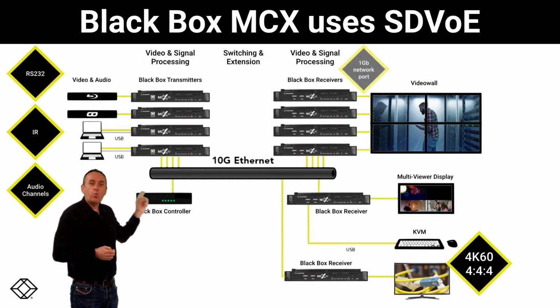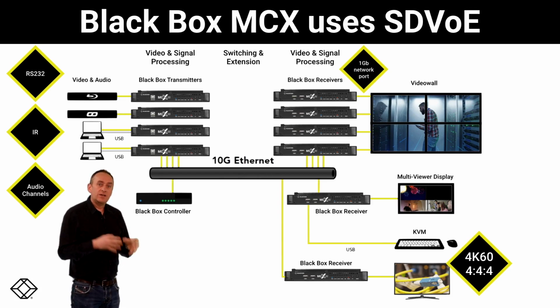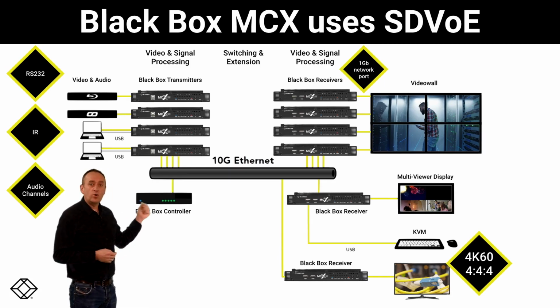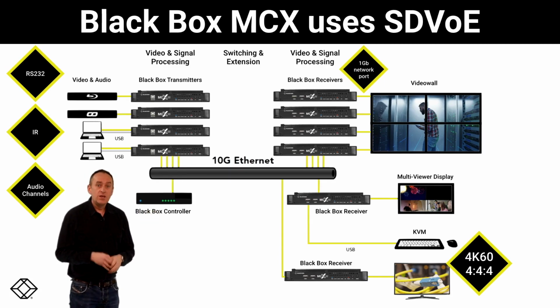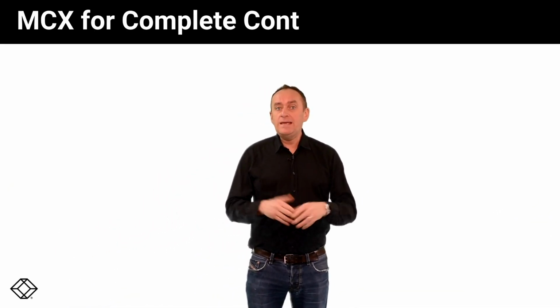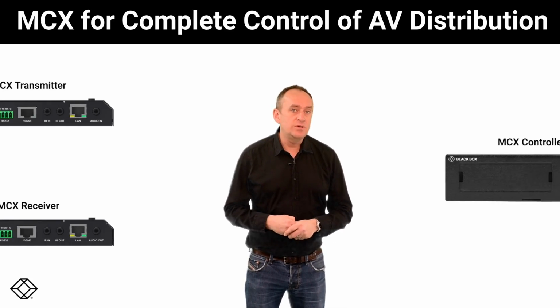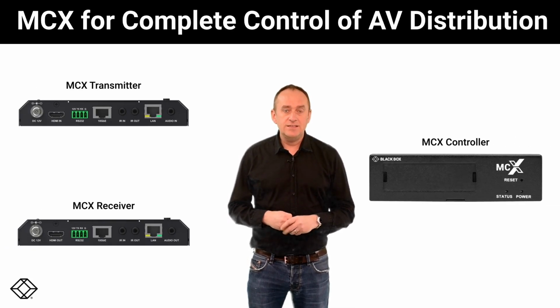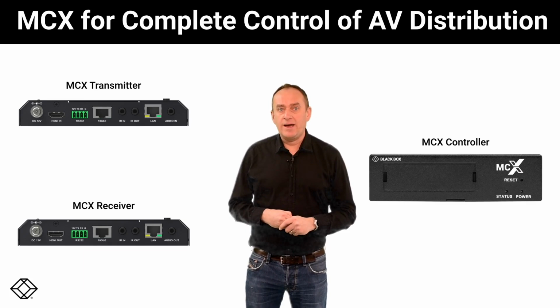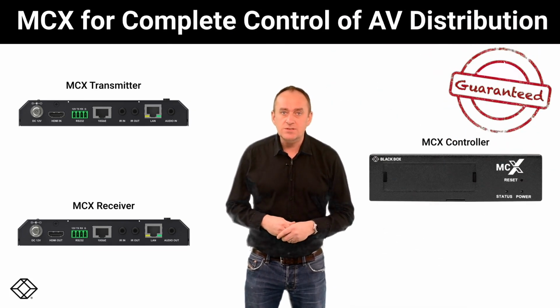We've even provided a 1 gigabit network port to allow for data throughput. Because MCX will only use a maximum of 9 gigabits per second for AV, you're guaranteed the full 1 gigabit for your standard data. So no more complaints from IT because the AV guys have used up all the bandwidth. MCX from Black Box offers complete control for AV distribution for the networks of today. Seriously, what would your customer pay for guaranteed performance?